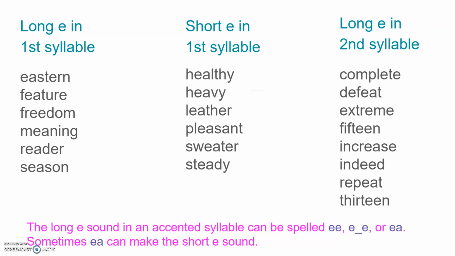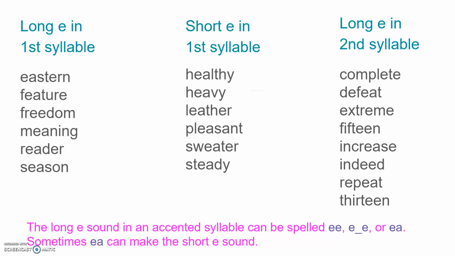Okay, a long E sound in an accented syllable can be spelled with double E, E consonant E, or an EA. All three of those are spelling patterns that can be used to make the long E sound. Now if you look at your words where the long E is in the first syllable, you'll notice that those only use a double E or an EA. The only time we're using an E consonant E this week is when the long sound is in the second syllable. Complete, extreme, increase.